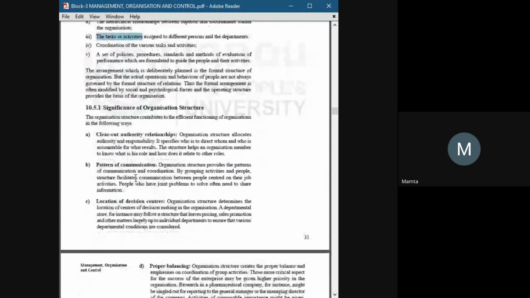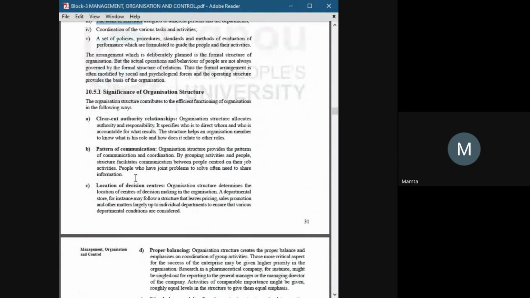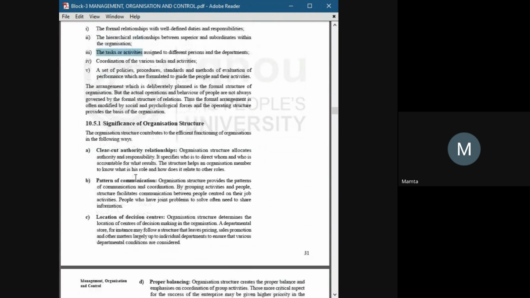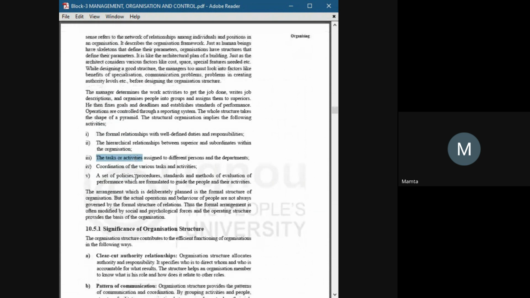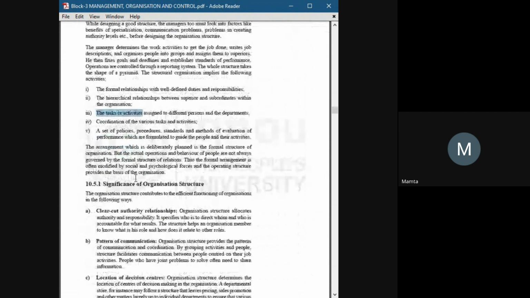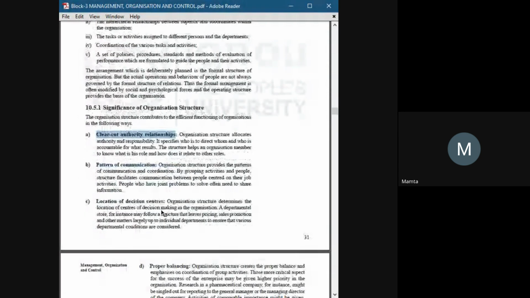Significance, or the importance, of organization structure. In an organization structure, it basically tells you whom to report to and what organizational structure they are following. Its importance is the clear-cut authority relationship. As an employee, you know whom to report to.